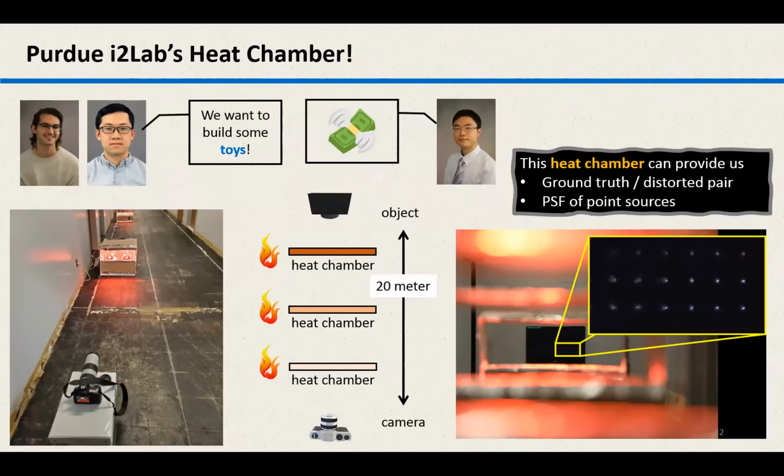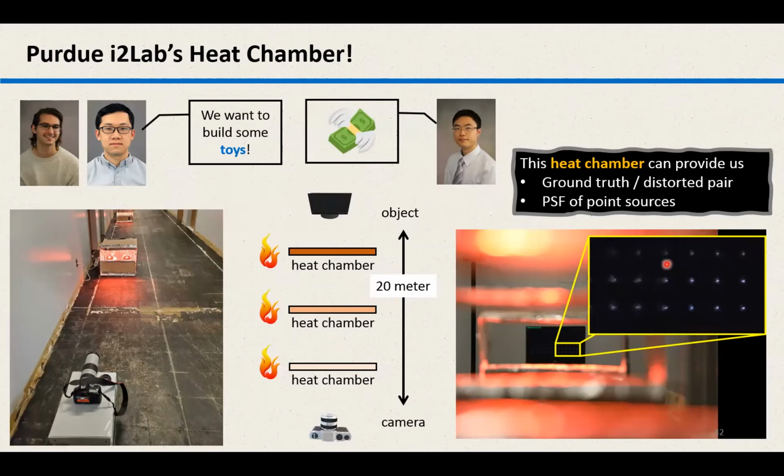We are also actively doing experiments. We built this Purdue heat chamber in our lab. This is a pseudo-real computational photography setup where we put 3 heat chambers. The distance from the object to the camera is about 20 meters. And then we put an LCD screen.